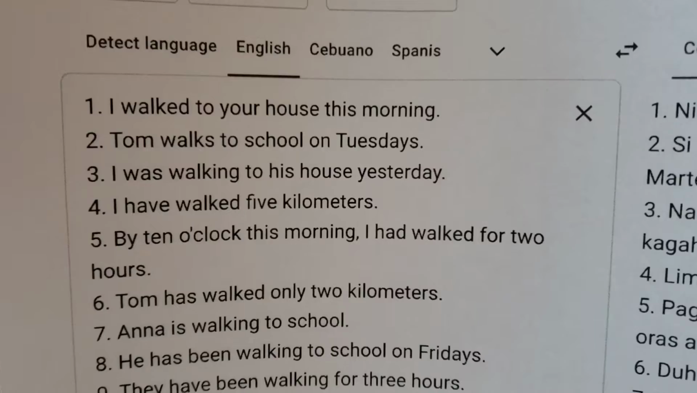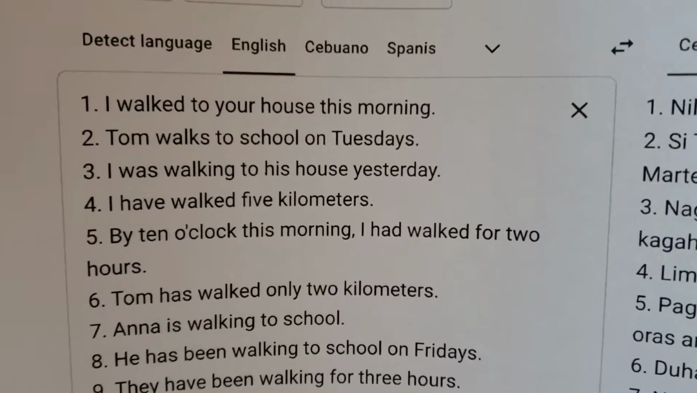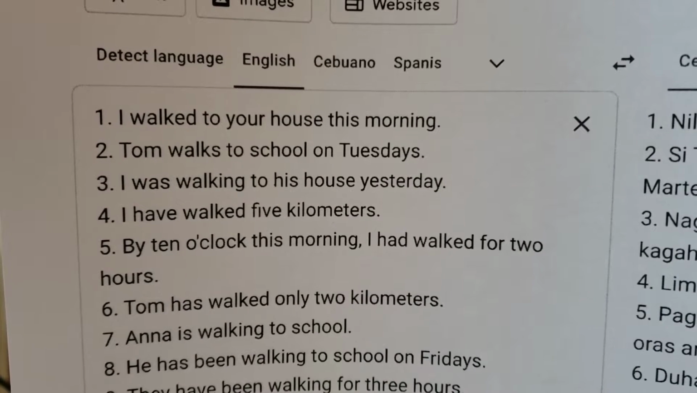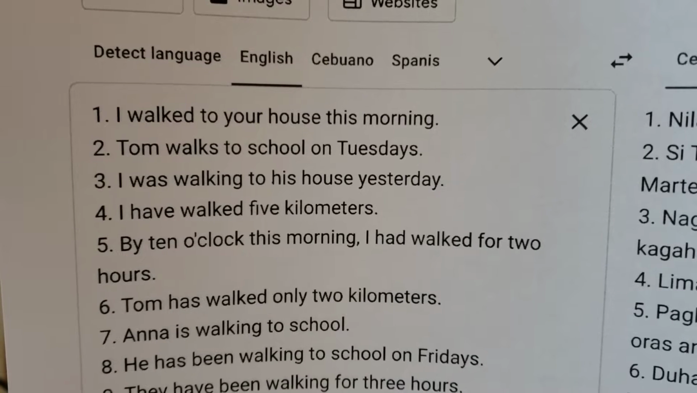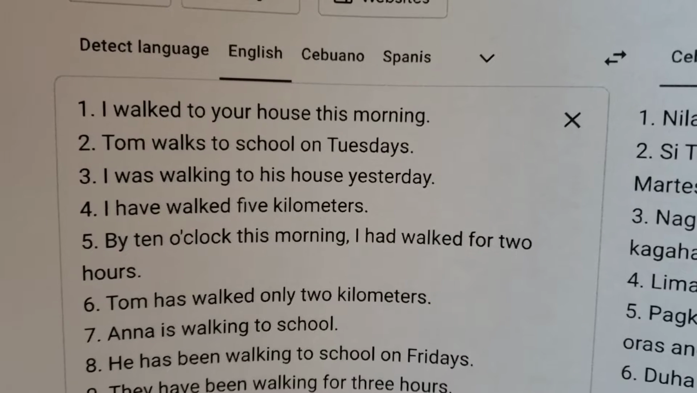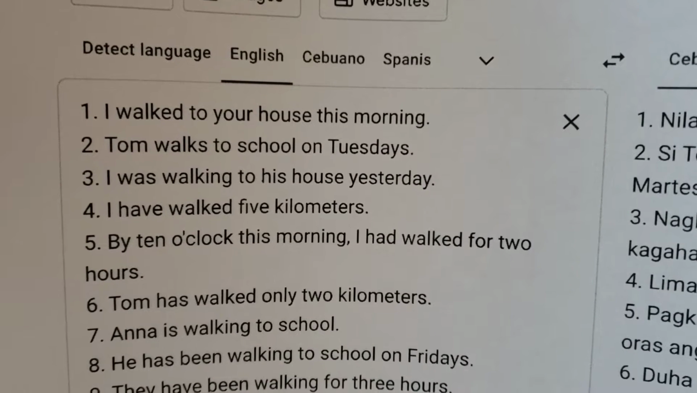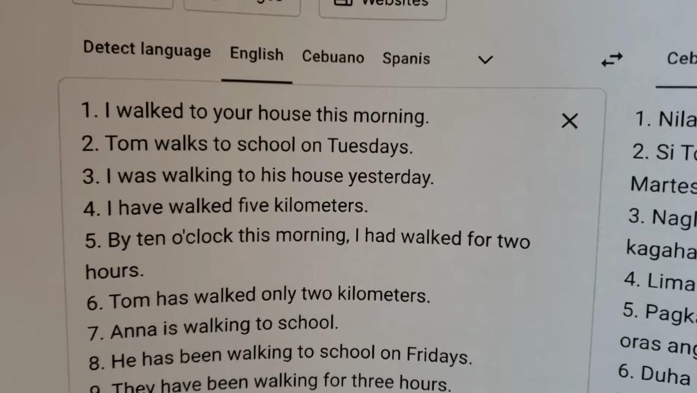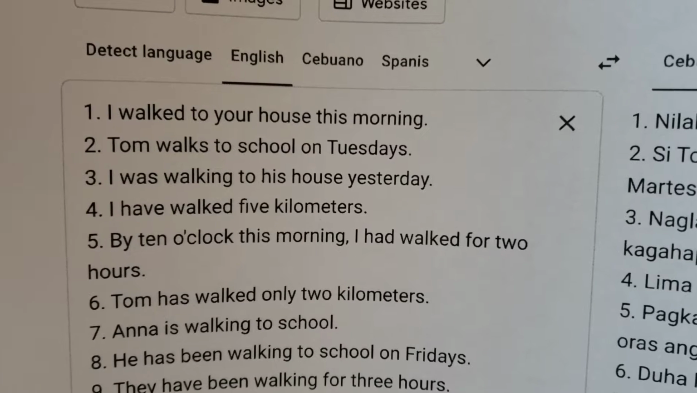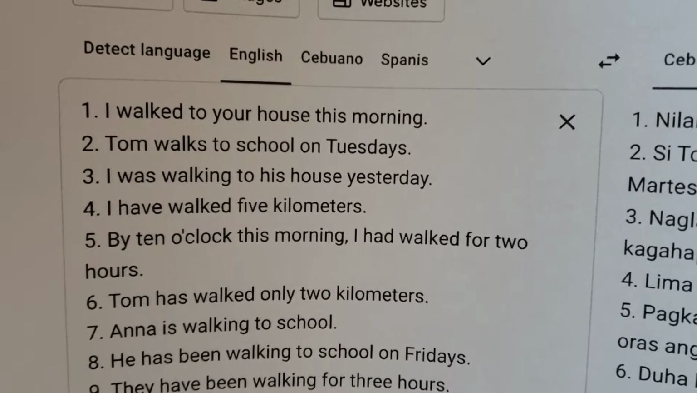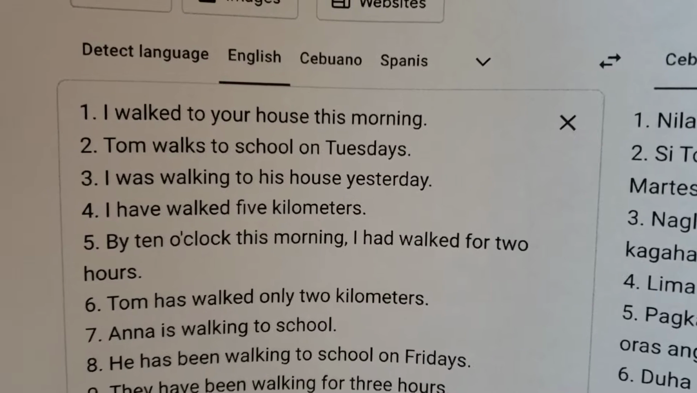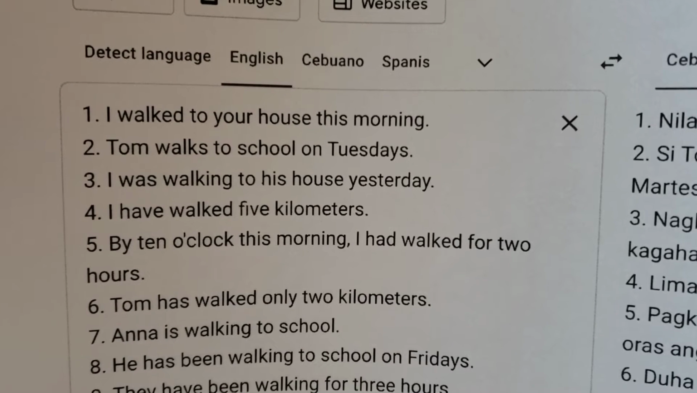Let's look at some examples. Number one, I walked to your house this morning. That is an example of a past simple tense, an action that started and completed in the past. Something happened this morning. I walked to your house. Number two is an example of a present simple tense, an action that is currently taking place. Tom walks to school on Tuesdays. So this is a present time of an action.